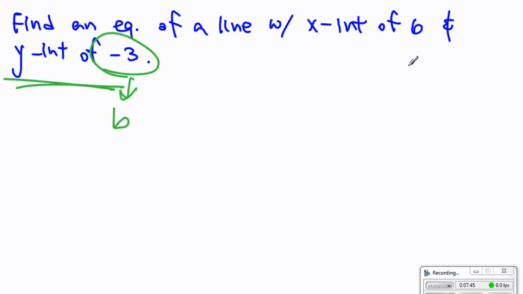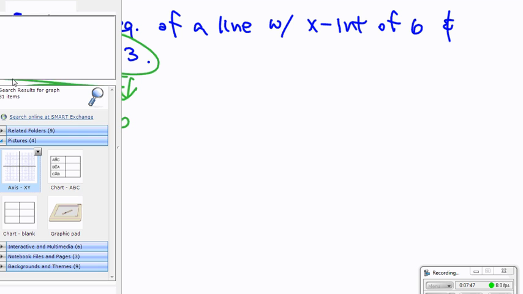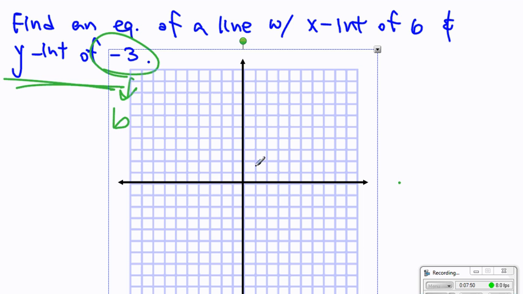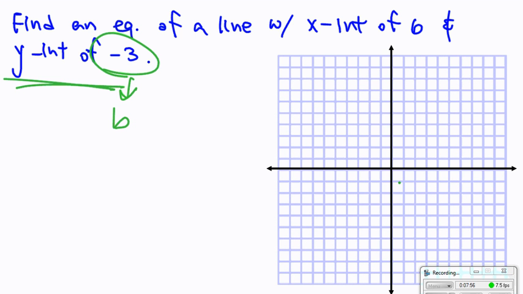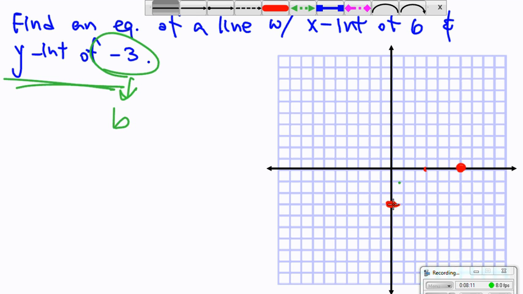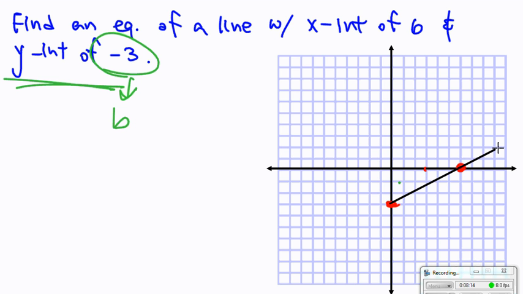Okay, let's try to get going. If I were to sketch this one just to see it visually, x-intercept of 6 would be here, so this would be the x-intercept. The y-intercept of negative 3 would be right over here. So if I had an equation that passes through these points, it would be something like this. Now, let's try to calculate this one. What is the slope?